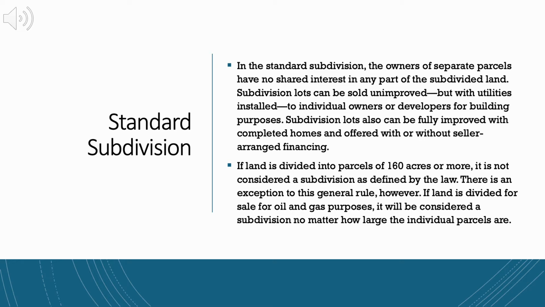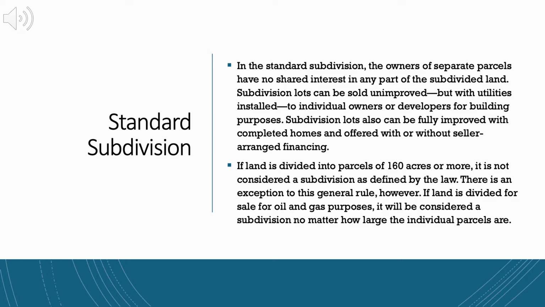In the standard subdivision, the owners of separate parcels have no shared interest in any part of the subdivided land. Subdivision lots can be sold unimproved, but with utilities installed, to individual owners or developers for building purposes. Subdivision lots also can be fully improved with completed homes and offered with or without seller-arranged financing.